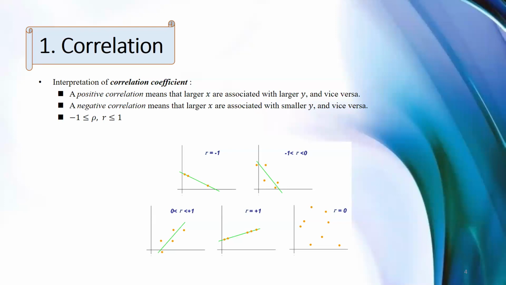A positive correlation means that larger x are associated with larger y, or smaller x are associated with smaller y, and vice versa. For negative correlation, larger x is associated with smaller y, and vice versa. Again, please remember that the values of rho or R are always within -1 to +1.